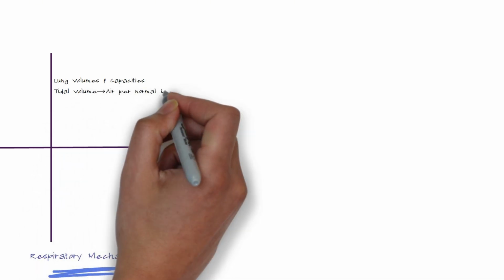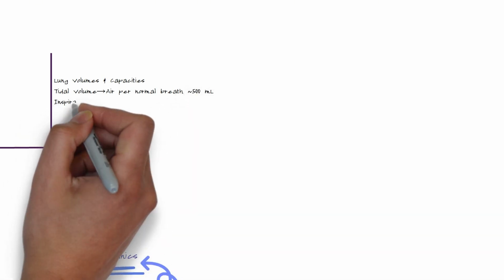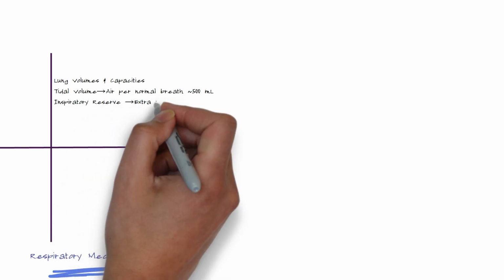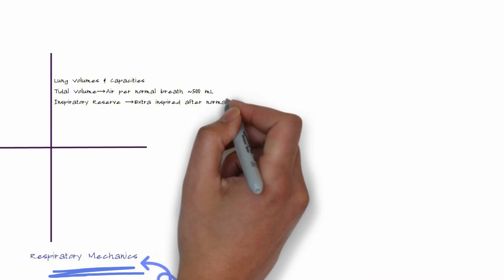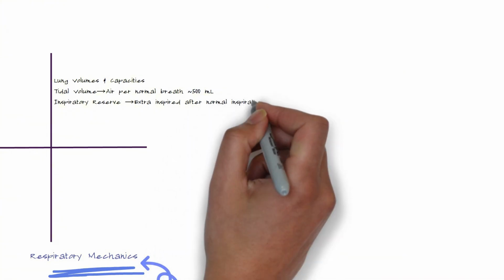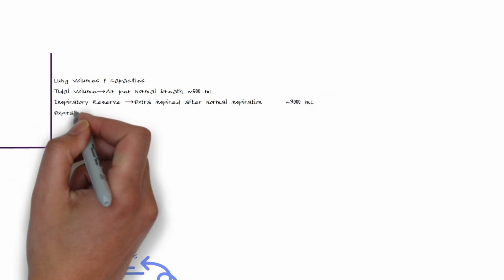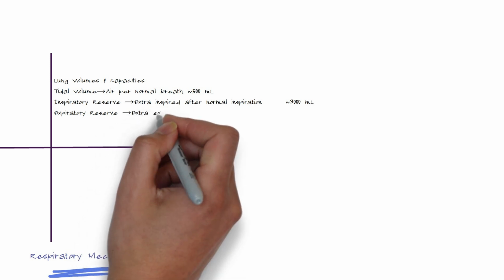We have four basic lung volumes and four basic capacities. First, the tidal volume, which is the air moved in and out during normal breathing. The second is the inspiratory reserve volume, which is the extra air inspired above the normal inspiration. Then the expiratory reserve volume, the extra air expired after the normal expiration.